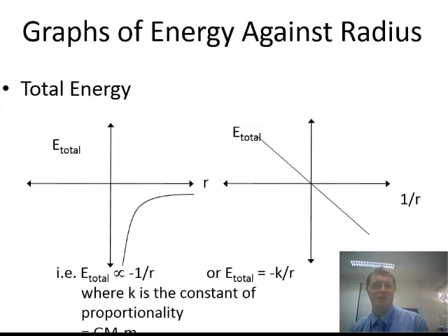1 over r relationship. We can see at infinity the total energy should be 0, and it edges towards that, and again that allows us to graphically show what we've spoken about before. So there's how we calculate potential energy, kinetic energy, and total energy, and also how these things are displayed graphically as well. I hope this helps in the future.